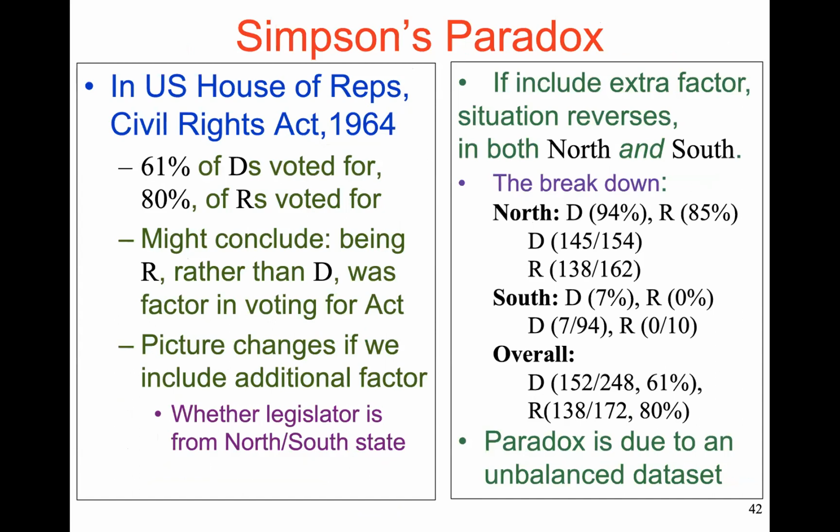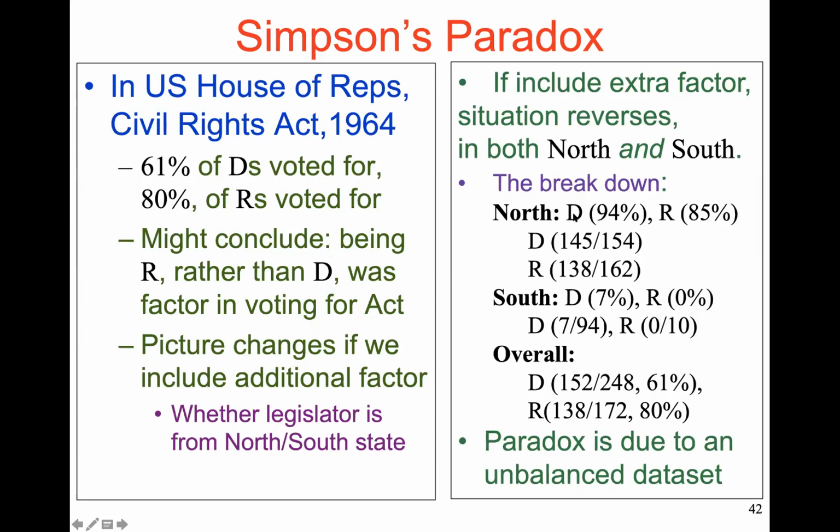Now, this also is helpful to answer some peculiar statistical questions, such as Simpson's Paradox. Simpson's Paradox has to do with classes and subclasses. In the US House of Representatives, for the Civil Rights Act of 1964, 61% of Democrats voted for the Civil Rights Act and 80% of Republicans voted for it. We might conclude that being R rather than D was a factor in voting for the act. The picture changes if we include an additional factor, whether the legislator is from a northern or southern state. If we include this extra factor, the situation reverses in both north and south.